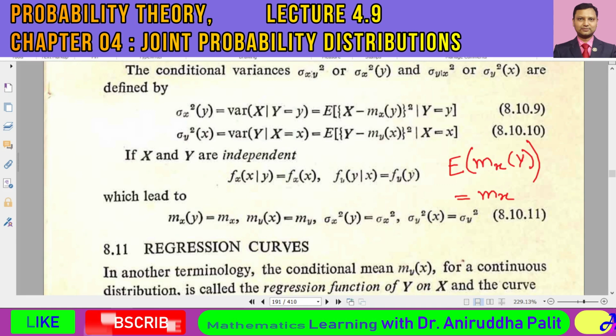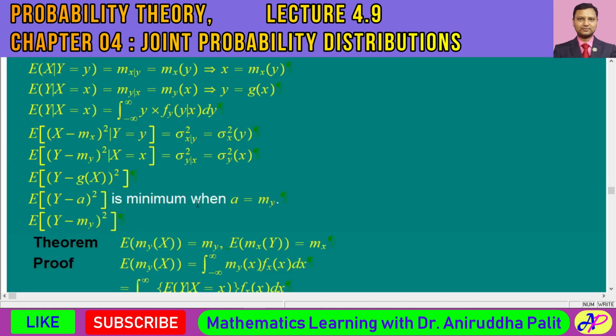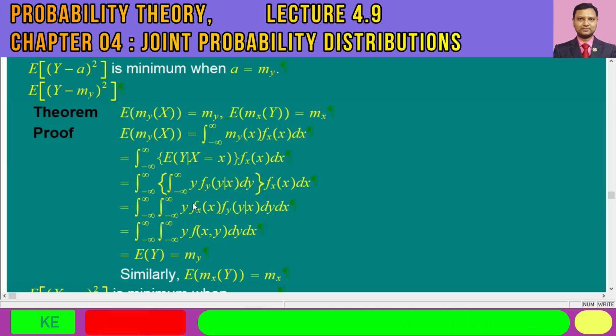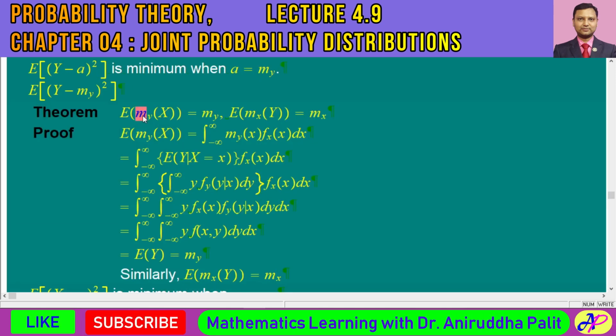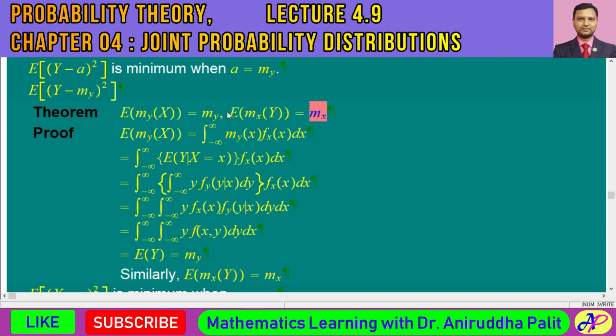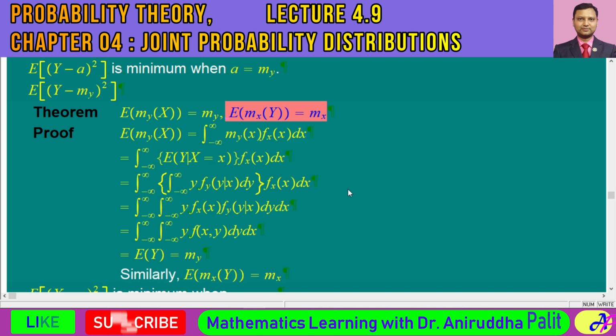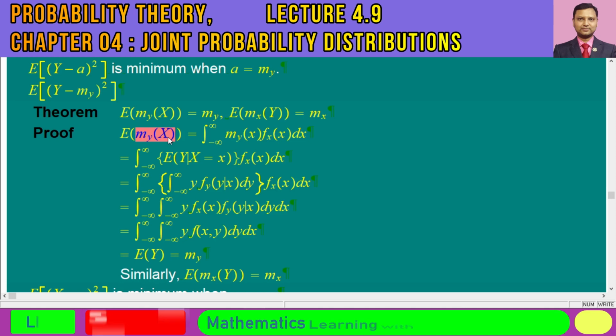So let us prove this result first. The expectation of my of x would be equal to the mean of y, and the expectation of mx of y would be equal to the mean of x. We are proving the result for the distribution of X, and a similar result can be proved for the distribution of Y. So the expectation of my of x, what is this?